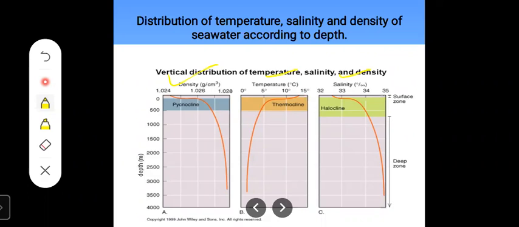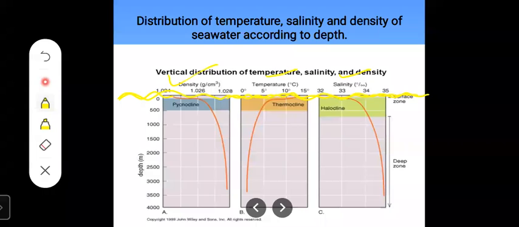Here, the first thing you can see, this space is known as the surface zone. Surface zone means the level of the sea, the portion you can see as I have drawn over here. I'm drawing it here as the sea waves. This portion is known as the surface zone.